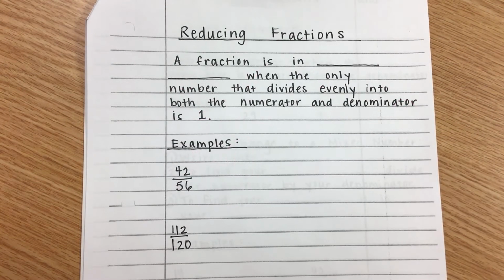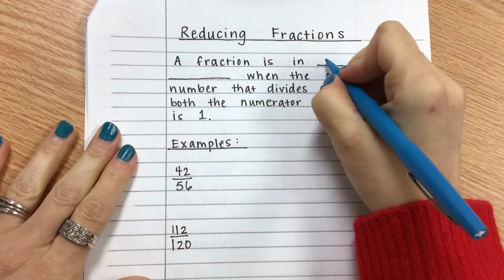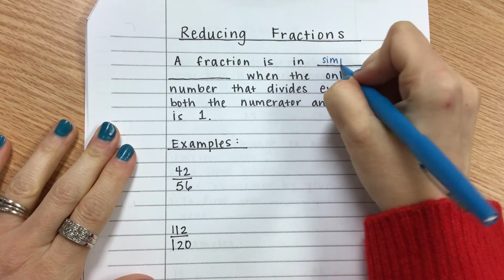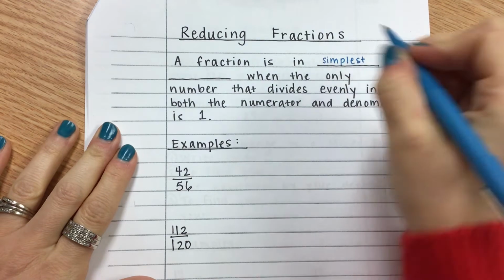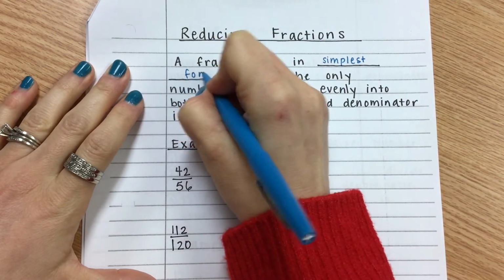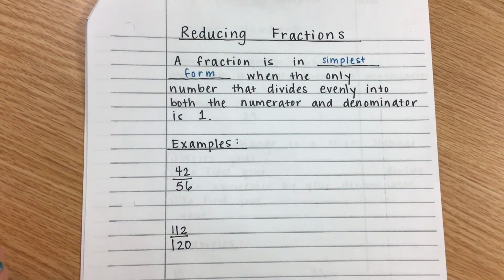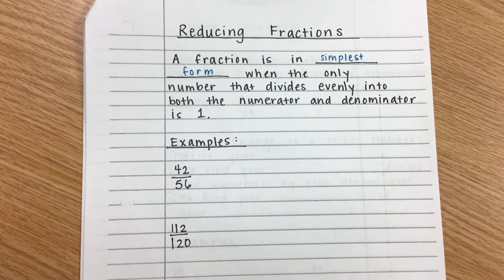So moving along in our notes, we're going to talk about reducing fractions. This gets really important when you get into middle school. So a fraction is in simplest form when the only number that divides evenly into both the numerator and the denominator is 1. So that will make more sense as we do some examples.